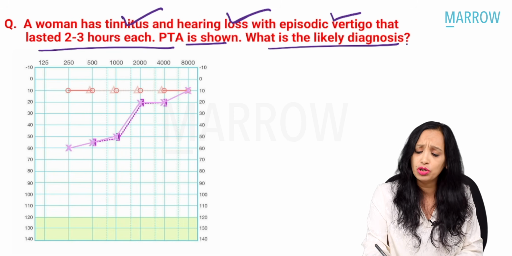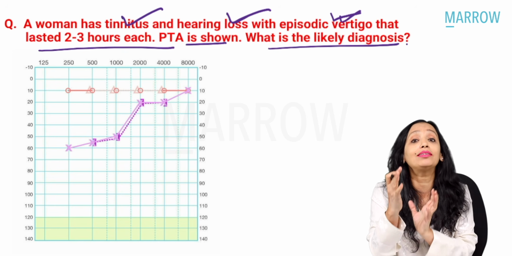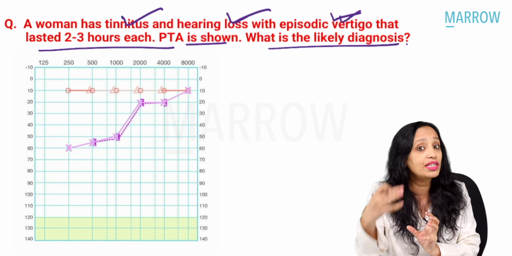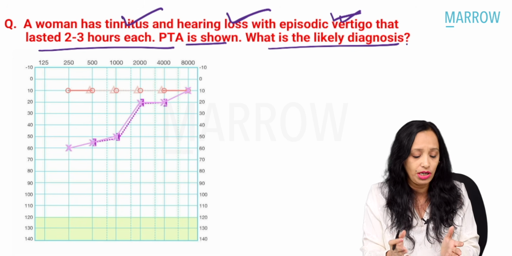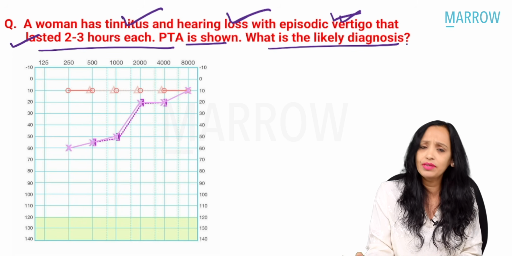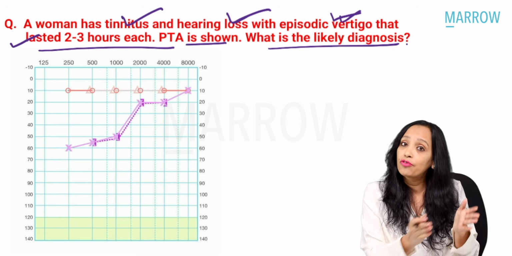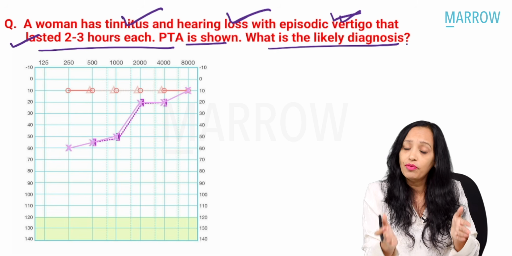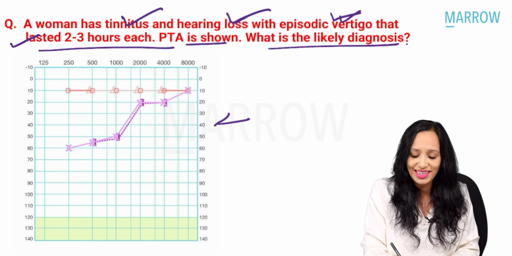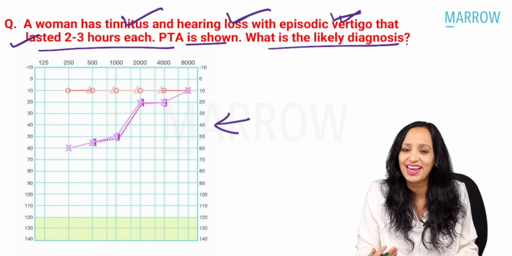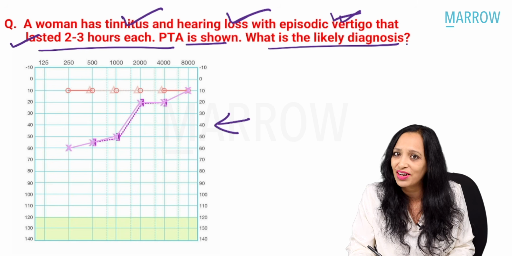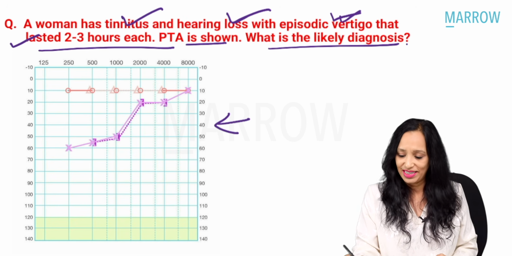There is hearing loss also, vertigo also, which means the complete inner ear is involved, cochlear as well as the vestibular part. Yes, it can be Meniere's disease. Yes, the vertigo here lasts from 20 minutes to 24 hours. Yes, it can be Meniere's disease, and this is adding on to the diagnosis. Yes, it is low frequency sensorineural hearing loss. So yes, the diagnosis is Meniere's disease.